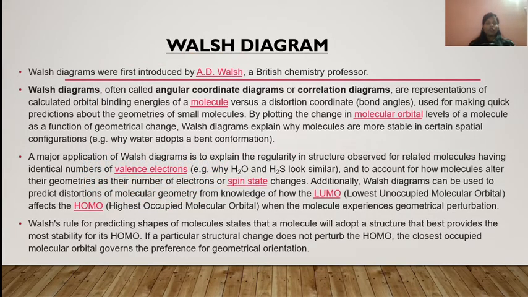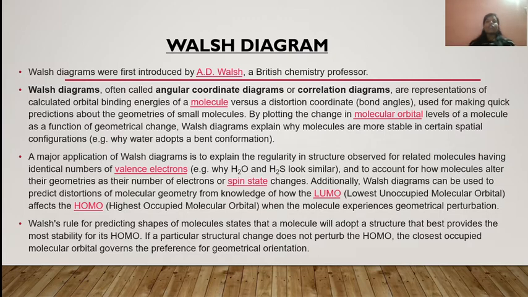So I have already told that Walsh diagram was first introduced by A.D. Walsh, a British chemistry professor. Walsh diagram is often called an angular coordinate diagram or correlation diagram, because here two things are correlated: the energy level of the orbitals, or the molecular orbital diagram, is correlated with the symmetry.